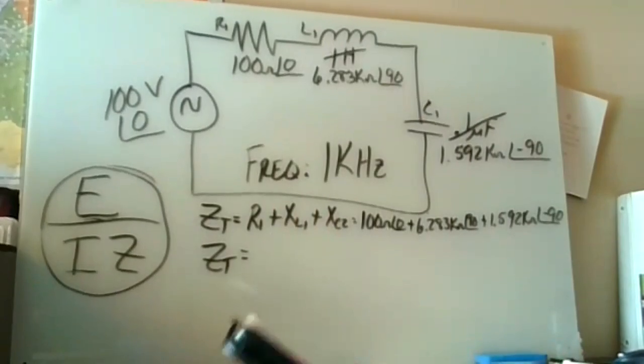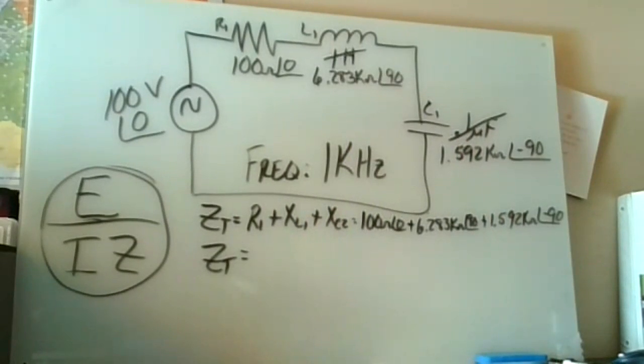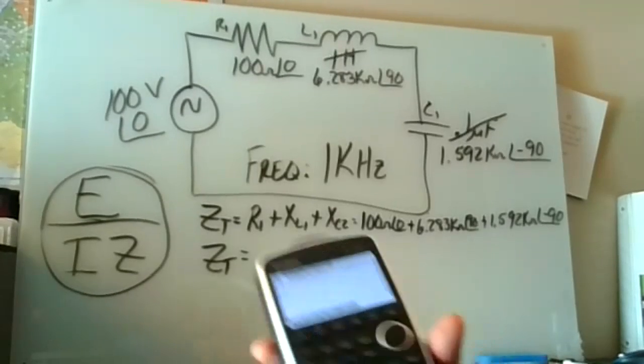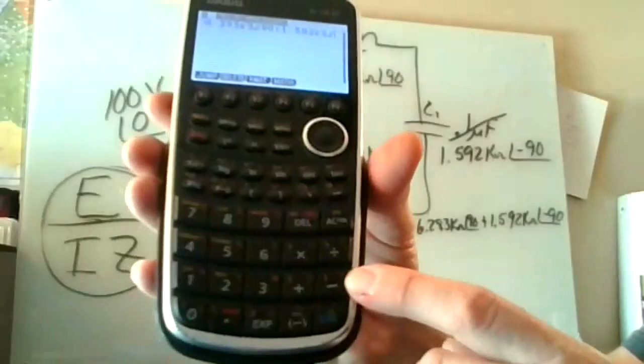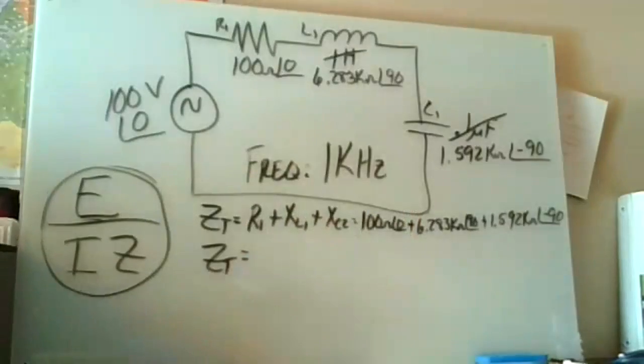6.283 exponent 3 because it's K ohms. And then I'm going to hit that shift angle button again, and I'm going to put 90 in there. And then I'm going to hit plus again, 1.592 exponent 3 because it's K. Shift my angle button. Now do not hit the minus sign. Hit your negative sign. That should be next to your EXP button. Negative 90. And then I'm going to hit equals.